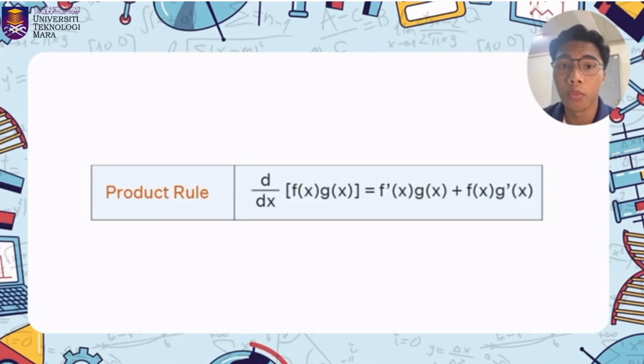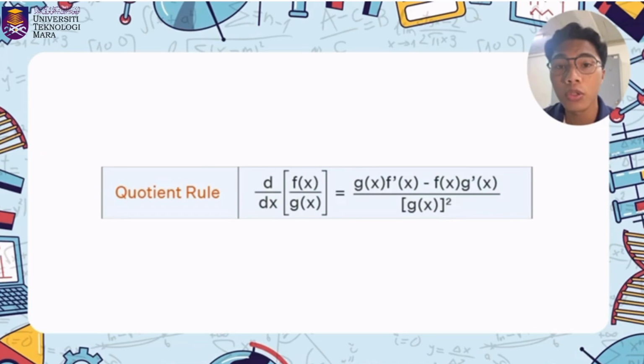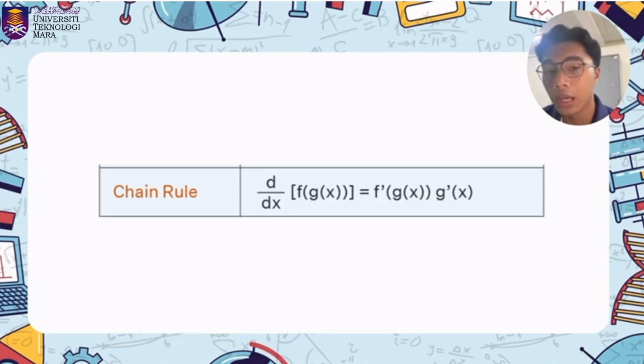Next, product rule. The product rule is used when two functions are multiplied with each other. And then the quotient rule. The quotient rule is used when two functions are divided by each other. And then there is also the chain rule. The chain rule is used when two or more functions are inside each other. As an example here, g(x) is inside f(x).